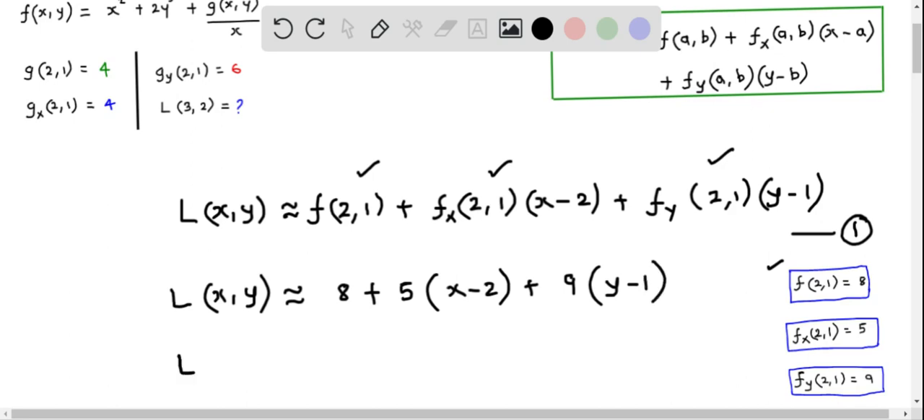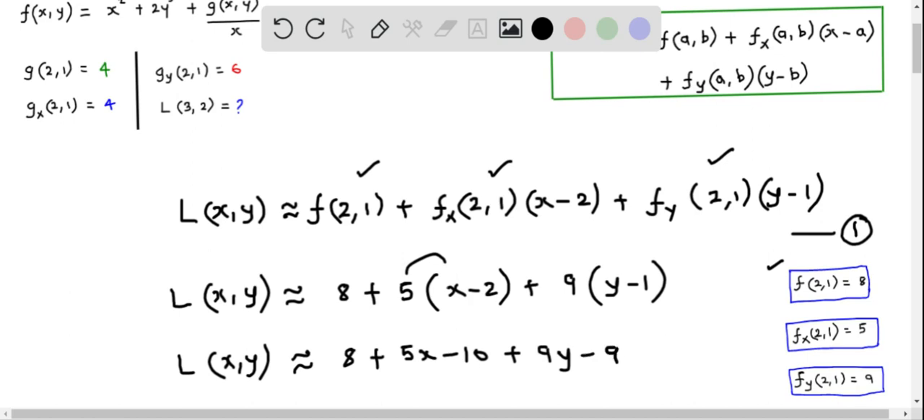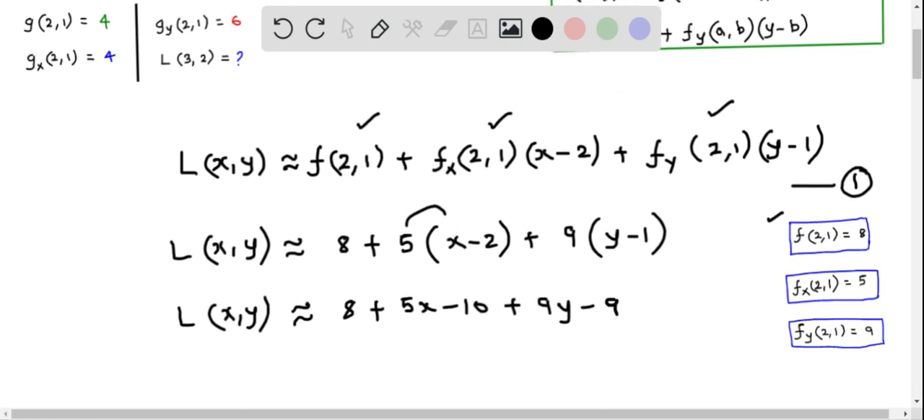We can simplify this equation. So L of (x, y) is approximately equal to, we will do the distribution, that is we have 8 plus 5 times x is 5x, 5 times negative 2 is negative 10, plus 9 times y is 9y minus 9. So we will have 5x. So I write down L of (x, y). This is approximately equal to 5x plus 9y. We then have 8 minus 10 is minus 2. Minus 2 and minus 9 is minus 11.